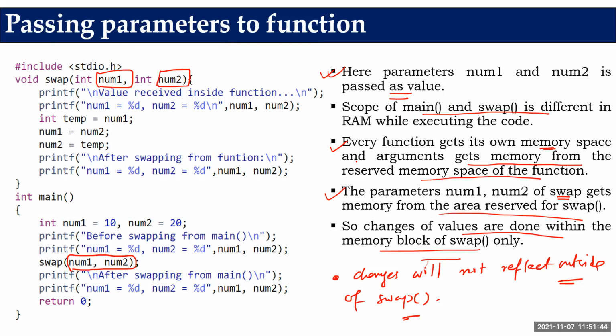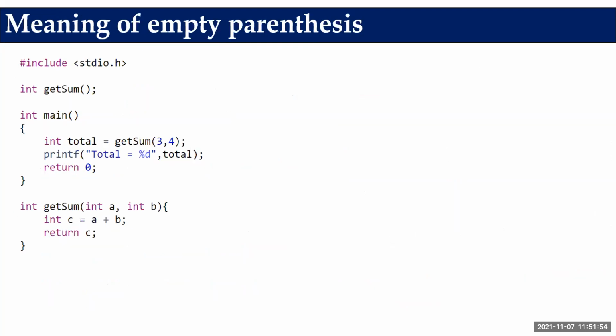What is the reason? The reason is this: the argument is passed by value. So I hope you understand this concept. Very interesting fact. Now I am telling you that some surprise is there for you.